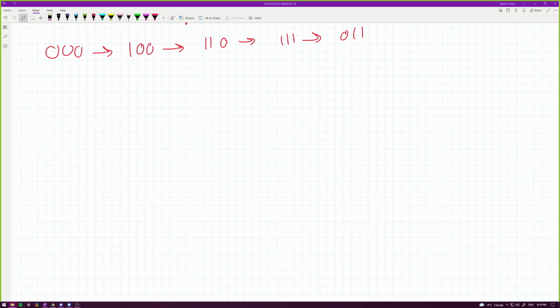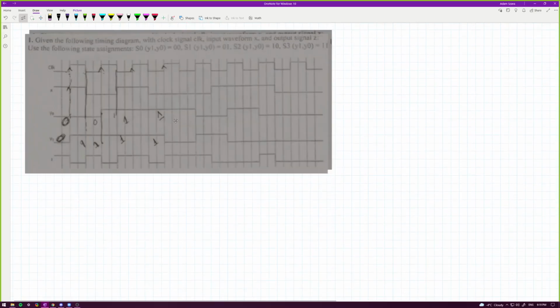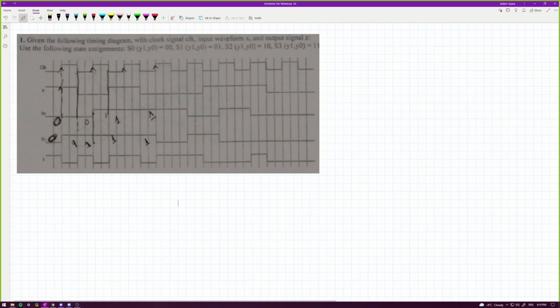I think this is a good one. Given the following timing diagram with the clock signal that's given, input waveform X and output signal Z. So we have a clock, input, output, and these two state variables. I'm going to write it a little bit bigger so everybody can see properly. CLK is right there, that's X, that's Y0, and that's Y1, and that right here is Z.